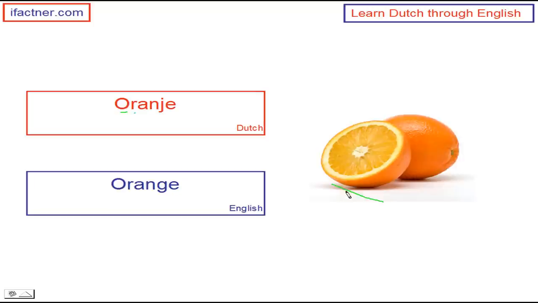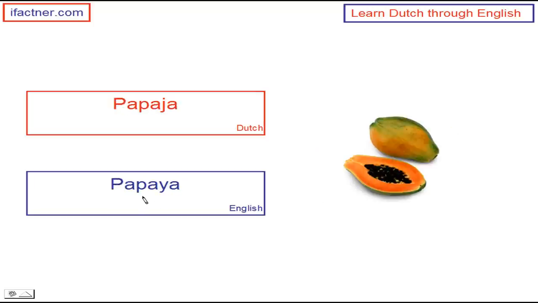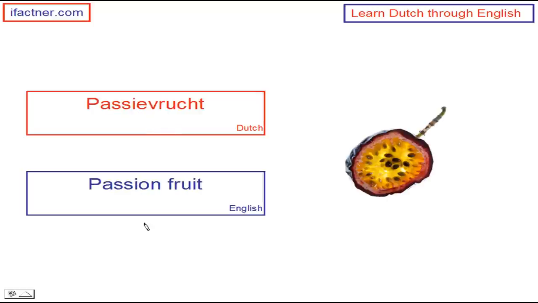Orange is the official Dutch color. Papaya is called papaja. P-A-P-A-J-A. Papaja. Passion fruit is called passievrucht. P-A-S-S-I-E, passie. V-R-U-C-H-T, vrucht. Vrucht is fruit and passie is passion. Usually in Dutch we combine different words, but they are pronounced separately, so it's passievrucht. So you have to know which word ends where and which word starts where. It's passievrucht, not passivrucht.